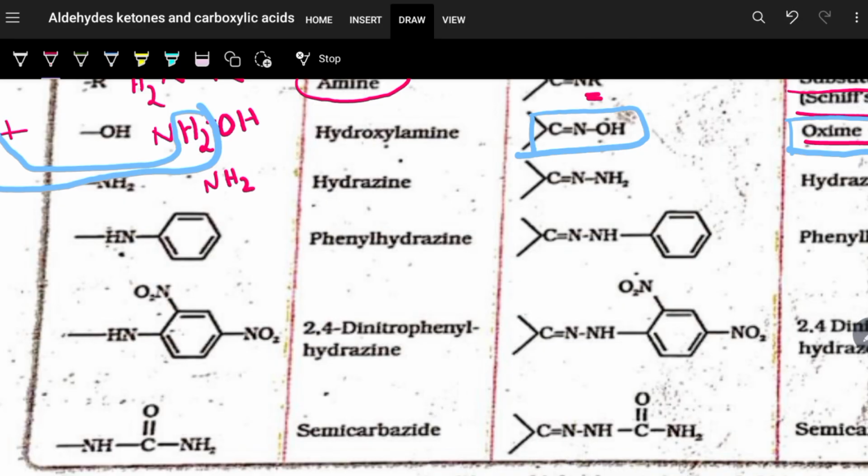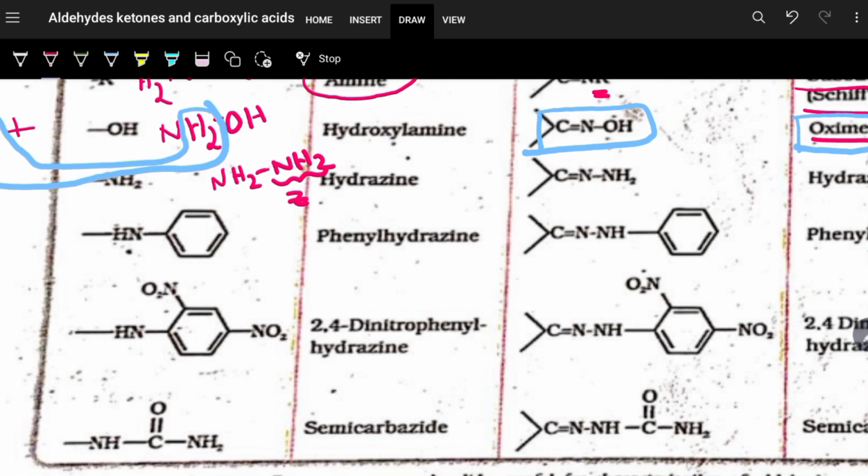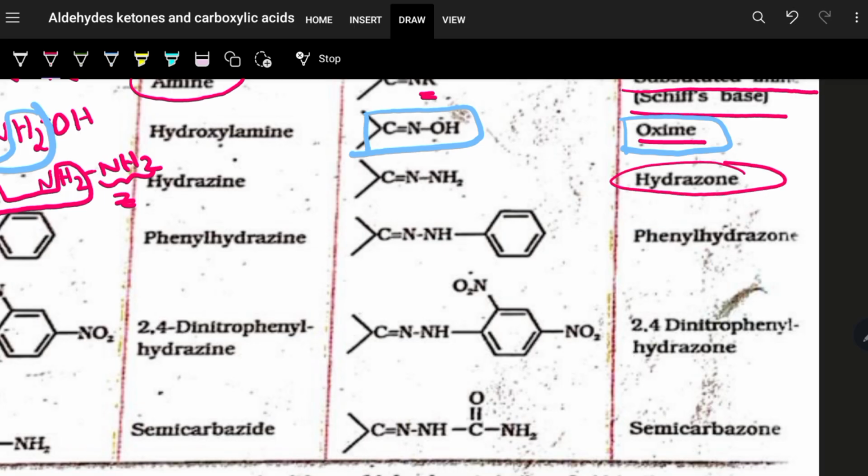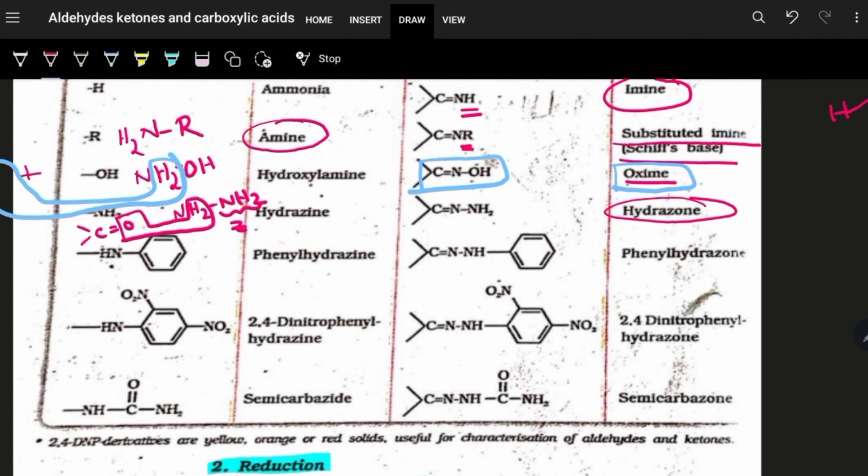Hydrazine. What is hydrazine? Hydrazine is NH2NH2. Why NH2NH2? Because this is Z. Z is equal to NH2. So again I will say C double bonded O. This loses H2O and it joins in this manner which is known as hydrazone. Hydrazine will give hydrazone.